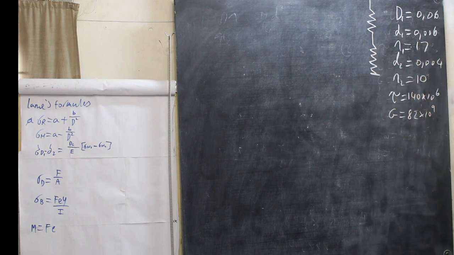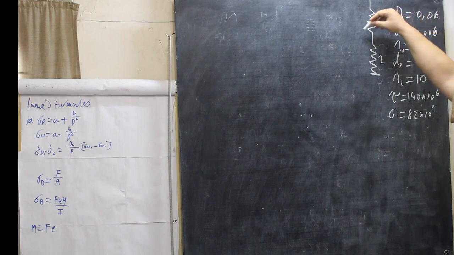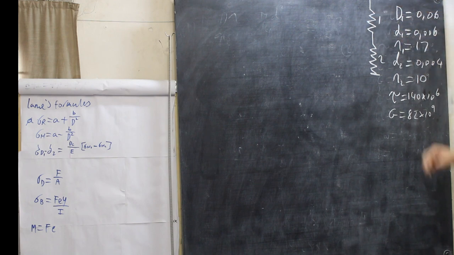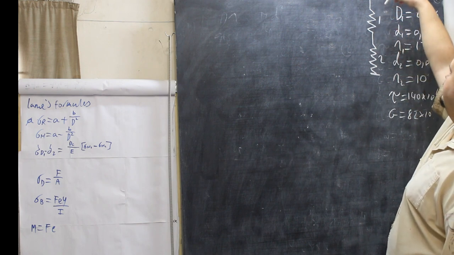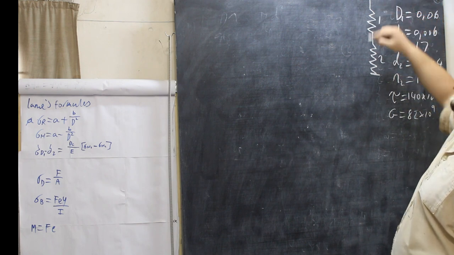That is a spring in series. Two springs in series. Here's spring one, and that's spring two. As you can see. So, what we can take away from this is that the first spring is the mean diameter, which means the whole way around the spring. The mean diameter of the spring, which is the middle part.